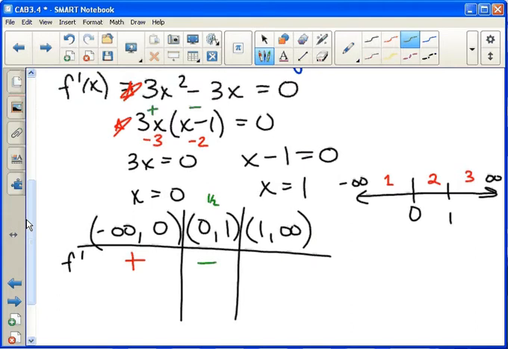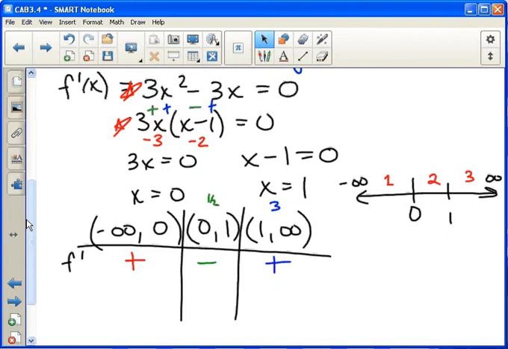Okay, and then over here I'll just pick 3. You could pick 2, 4, 8, 400, it doesn't matter. And if I go back here, 3 times 3 is a positive 9. 3 minus 1 is a positive 2. So I get a positive times a positive, which is a positive. So I've now used the first derivative to test where the first derivative is positive or negative.